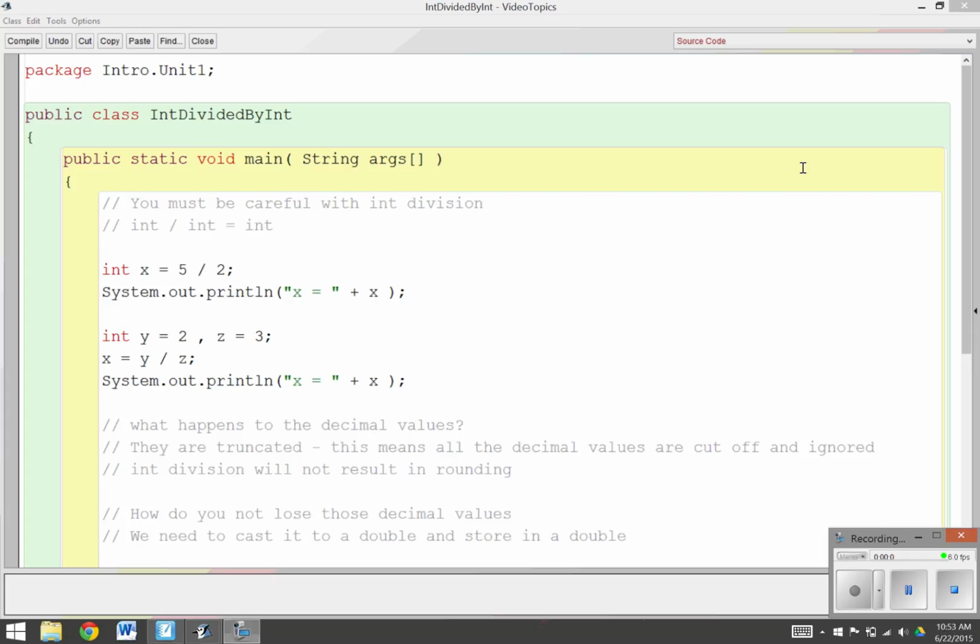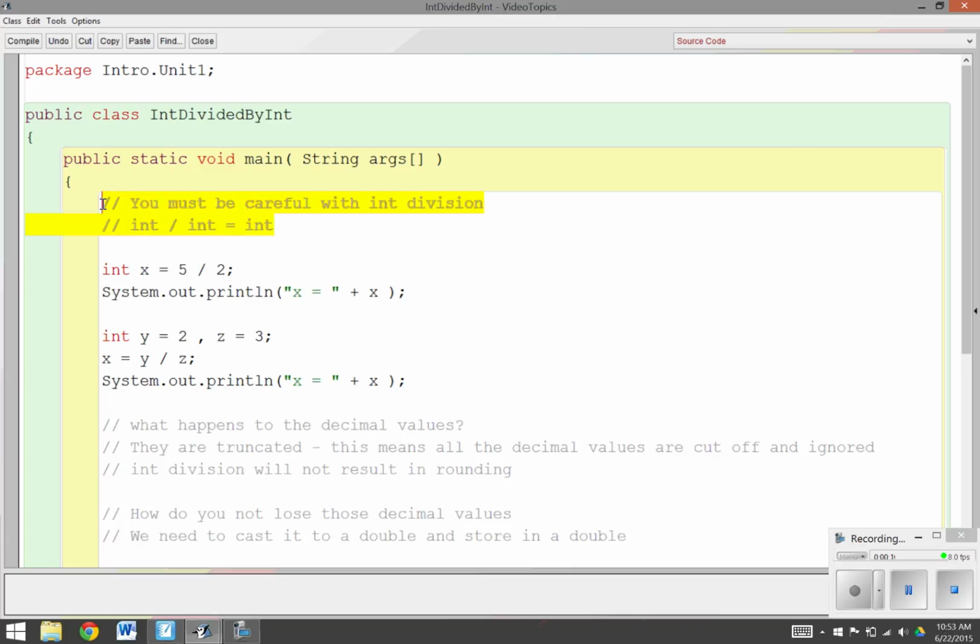Let's look at what happens when you have an integer divided by another integer. You must be very careful with integer division, because whenever you take an int and divide by an int, you get an int. So here we go. Let's look at this here.